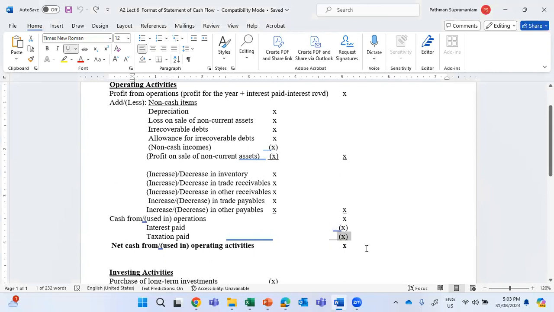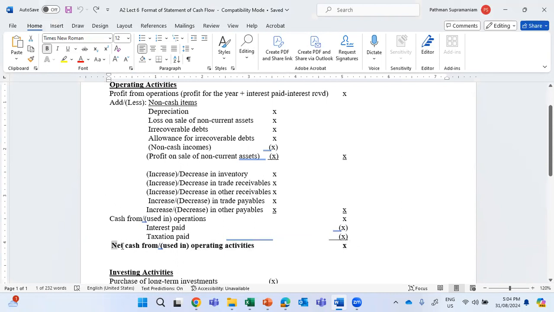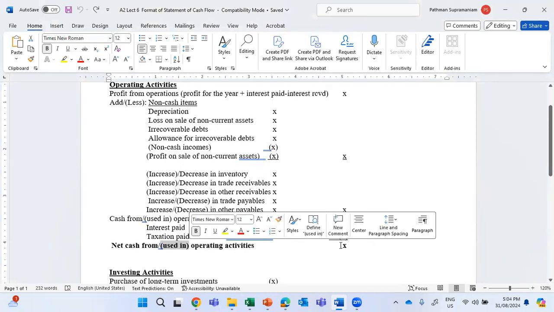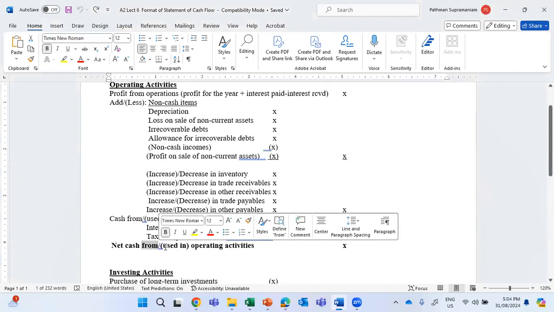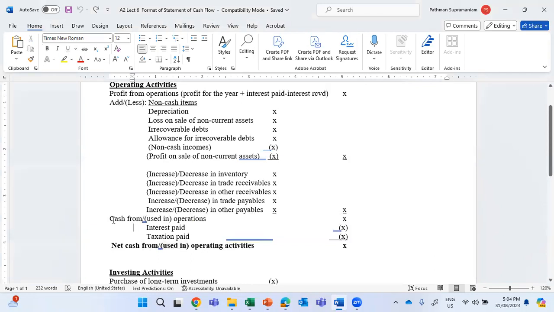So after summing all this, this total here is the cash in operating activity. This total figure could be a positive or negative figure. If it's positive, then we call it net cash from operating activities. If it's negative, then we call it net cash used in. So what makes a difference is whether you write from or used in. If it's positive, you write from. If it's negative, you write used in. And before deducting interest and tax, you need to label this as cash either from or used in operation.